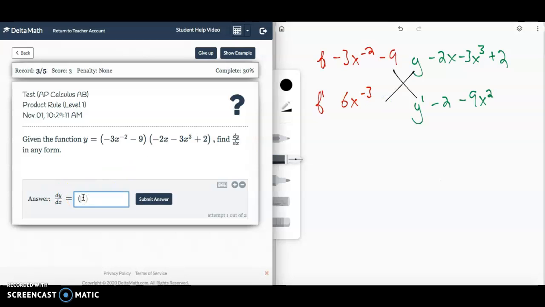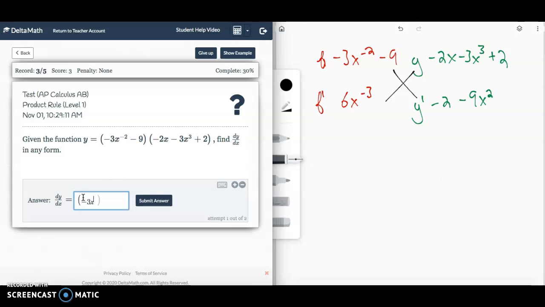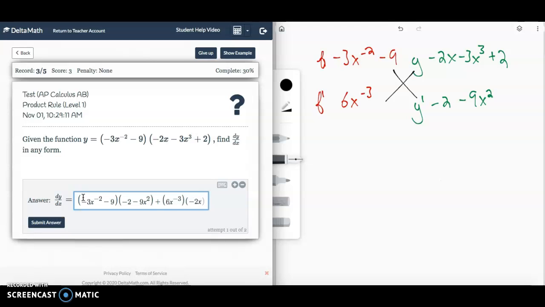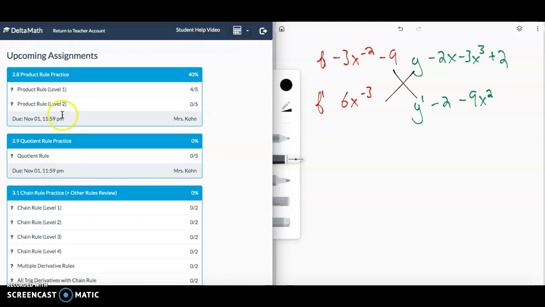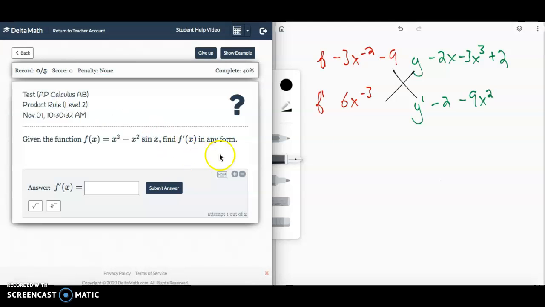So I'll start with my f function, so negative 3x to the negative 2 minus 9. And then g prime is negative 2 minus 9x squared, plus f prime, which is 6x to the negative third, and g, negative 2x minus 3x cubed plus 2. Voila. All right, so that's level 1. Let's go ahead and look at level 2.